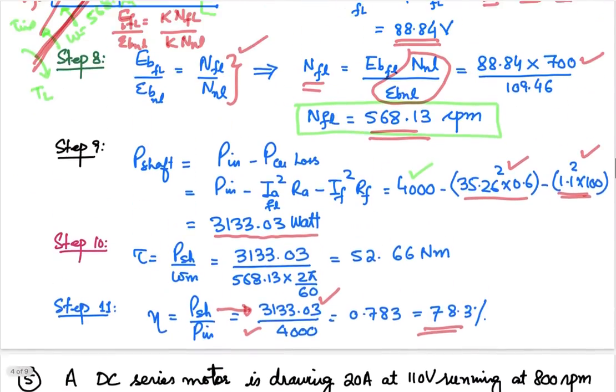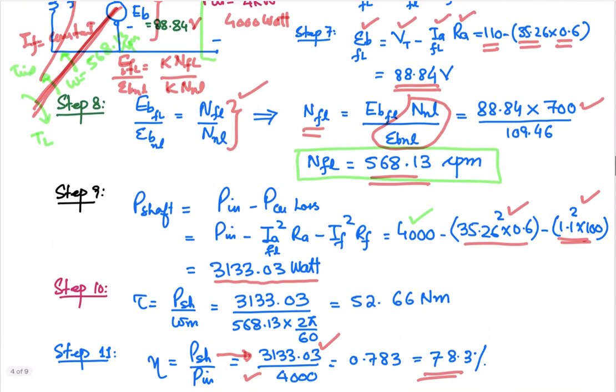So that's all from this video. Basically we have discussed two examples. One is related to the DC machine, series machine, and one is related to the shunt machine. Thank you very much.